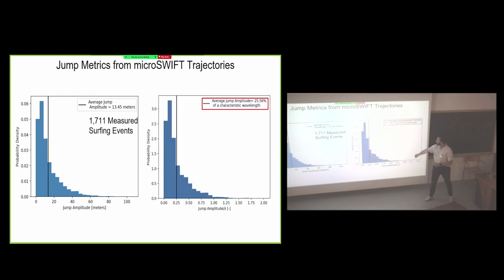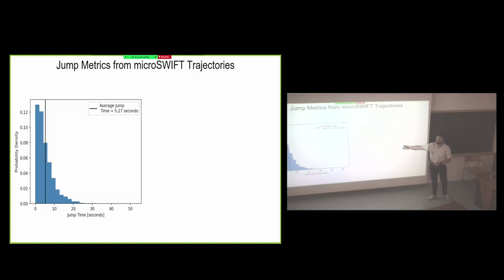Now if we normalize this by a characteristic wavelength, during each deployment we have some offshore mean wave period. We can compute a characteristic wavelength from that mean period and normalize our jump amplitude by that. We get a nice number here: you jump just over 25% of a characteristic wavelength on average. You have big jumps, and a lot of really small little jumps where you just jump for a little bit. But we have this nice 25% of a wavelength.